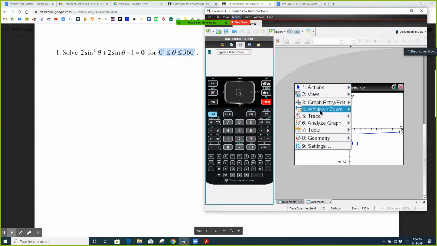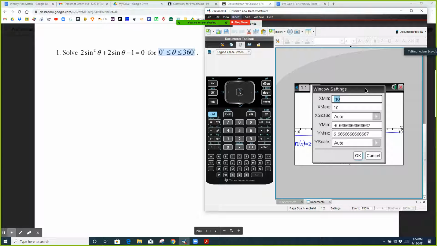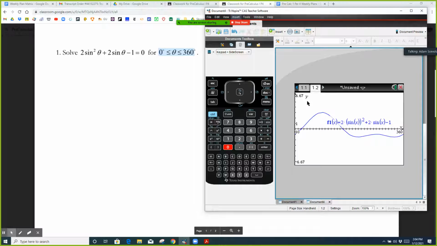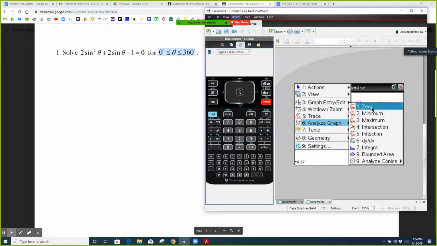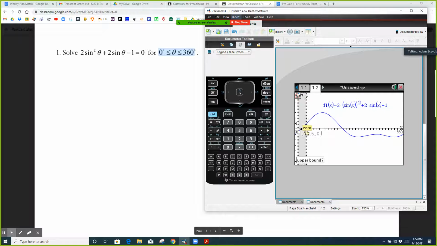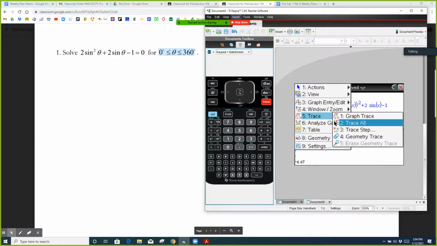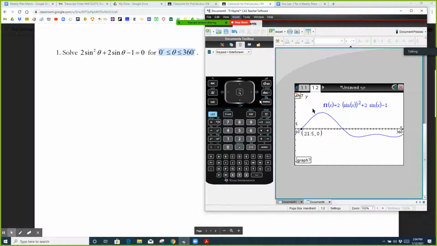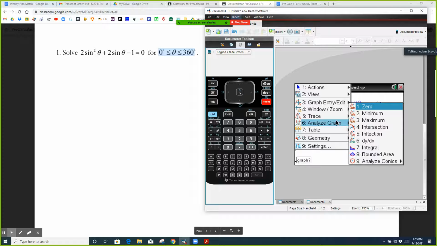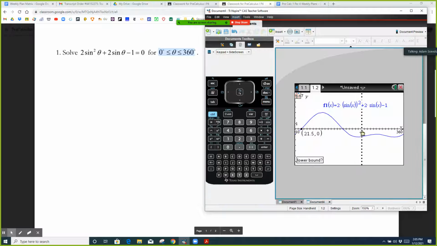Then you could take your window and view x only between 0 and 360. And we see that there are two solutions here and there. And if you remember what our two solutions were, they were like 21 degrees and 158 degrees. And if you look at the two places where it crosses the x-axis, meaning where 2 sine squared plus 2 sine minus 1 equals 0, it's the same two solutions that we got when we did this without graphing.